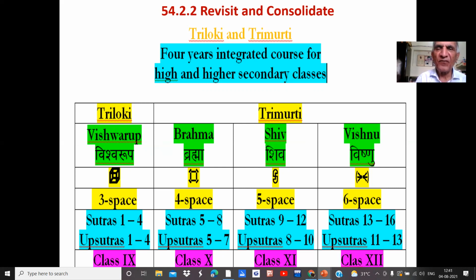This is a 4 years integrated course. It is sequentially organized. It is parallel with the organization of Ganita Sutras 1 to 16 and Ganita Upsutras 1 to 13. It is parallel with the existence phenomenon, the way Trimurti, Brahma, Shiva, and Vishnu, 4 space, 5 and 6 space, is sustaining Vishwarup, 3 space.